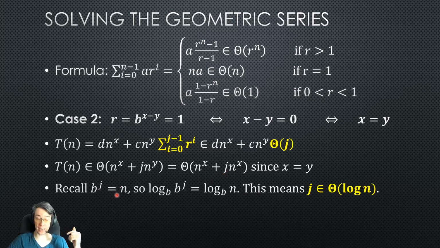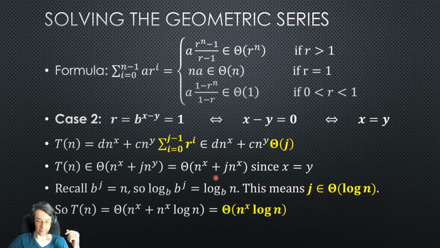Well, b to the j is n. So if I take log base b of both sides of this equation, I end up with log base b of b to the j, which is just j, and log base b of n. So j is exactly log base b of n. So j is certainly in theta of log n. So this tells us that we have n to the x plus n to the x log n. So that's just going to be, from the max rule, n to the x times log n.